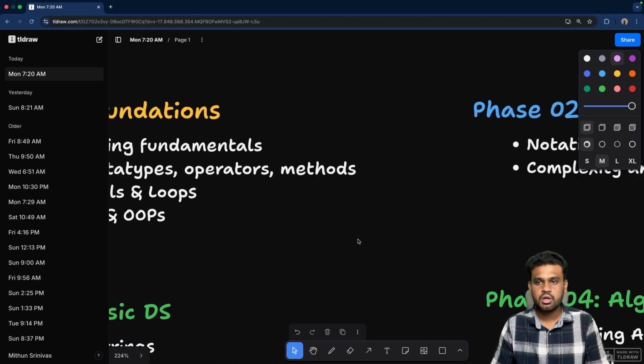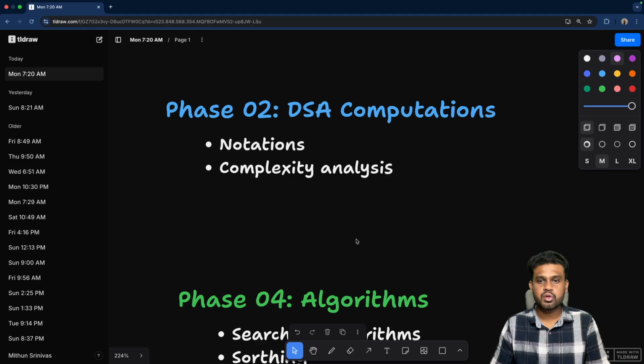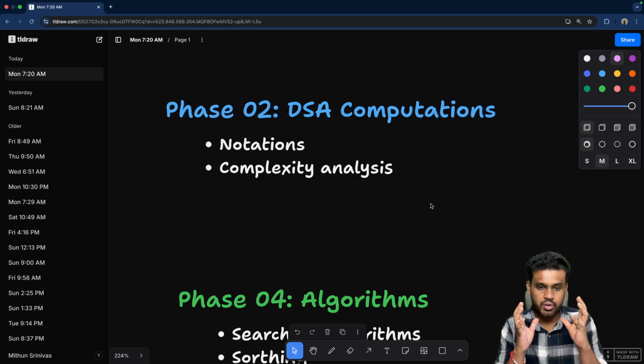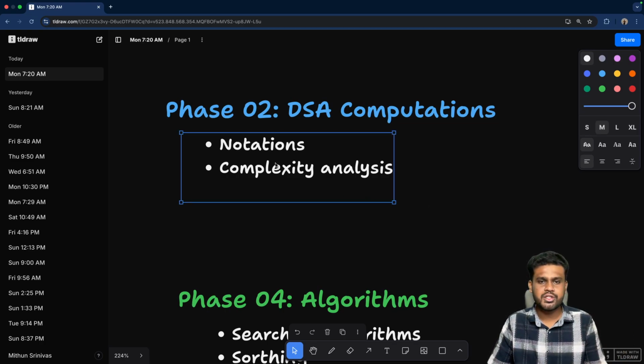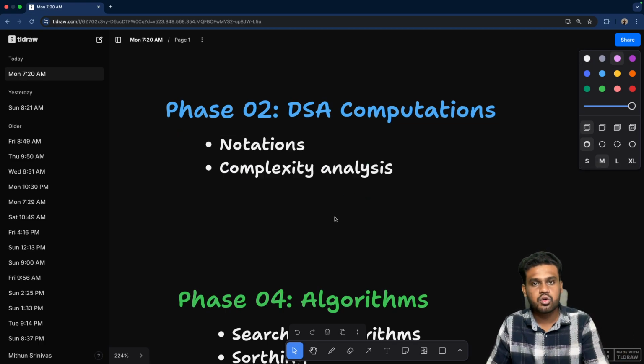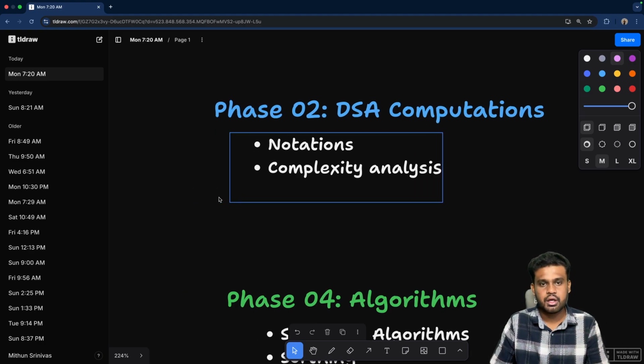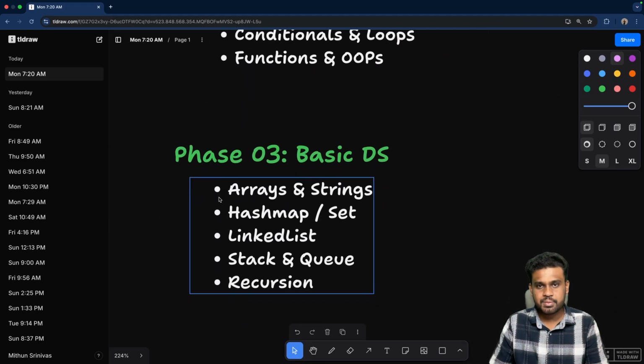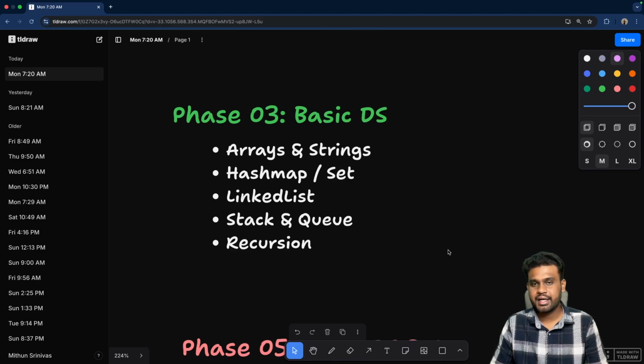No. Next is to understand computations: programming computations, what the different notations available are, how to do complexity analysis. You should know how to differentiate between good code and bad code, and that is what you are going to learn here. There will be some math involved, but don't worry, it's much easier. Once you know this, you will know while writing code whether you are writing good code or bad code. So I have put this in phase 2. Once this is done, now is the place where we enter data structures.